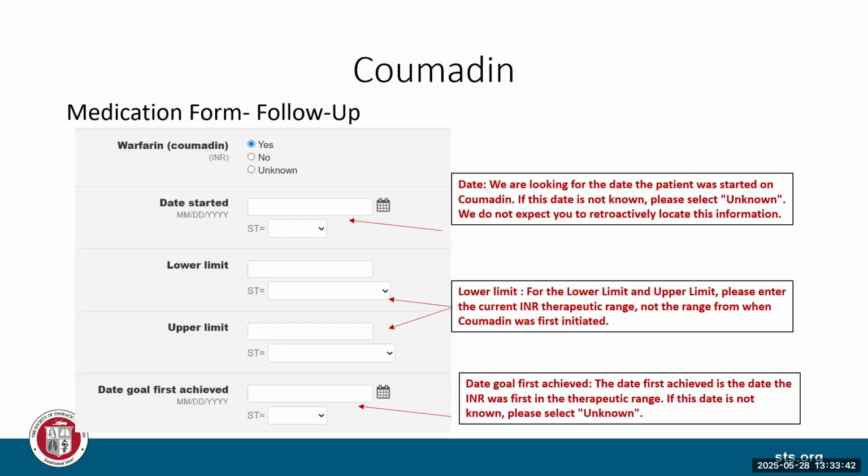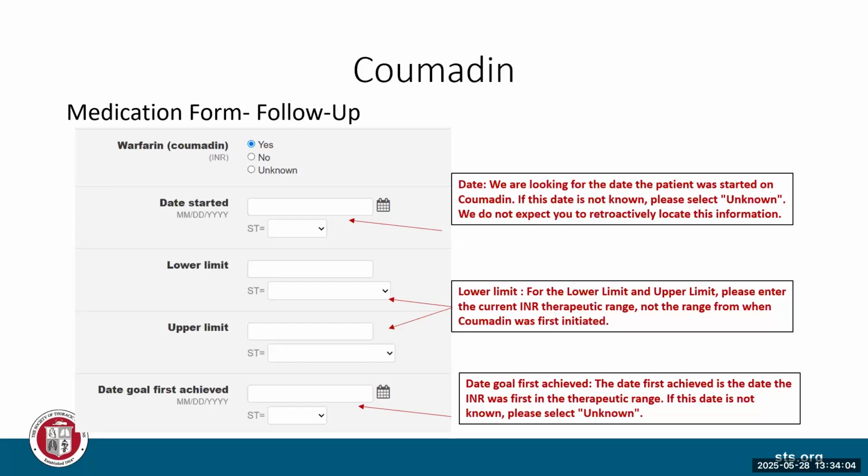Nancy, what do you think? Yeah, if they're in range the whole time of the follow-up period, they were probably in goal prior to that. And that would require going back into the record, and we don't want you to have to do that. So you have the option to choose unknown.